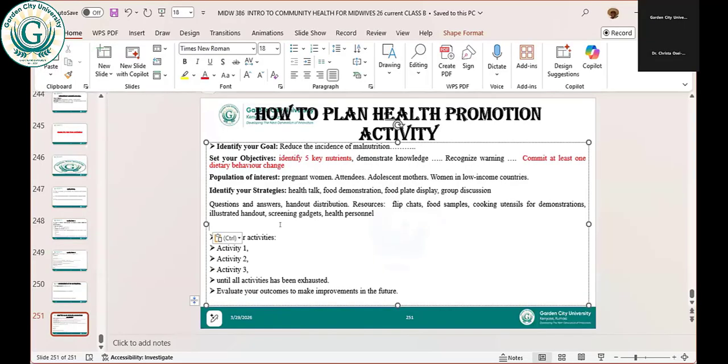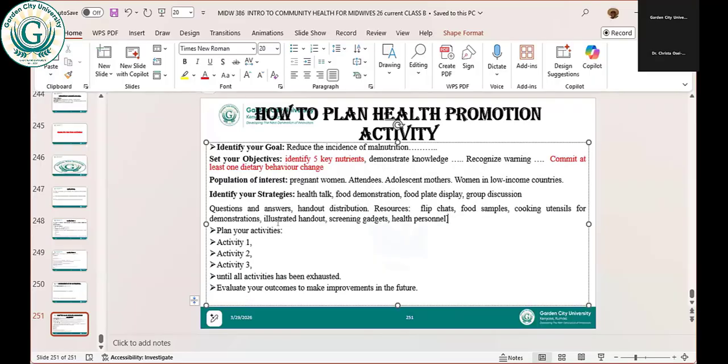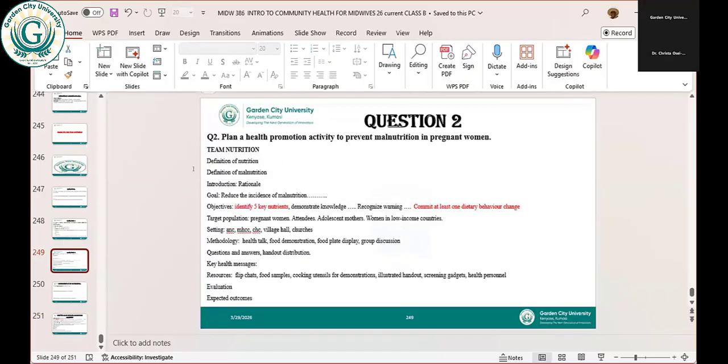So where you have your key messages, I don't know the key messages. I didn't even want to listen to the key messages. But now, these are your strategies, you are going to break your strategies down into activities. So if you want to, I didn't see lecture there. If you had written that you want to lecture them, then you could have brought your definition of nutrition and malnutrition and your introduction in that activity.